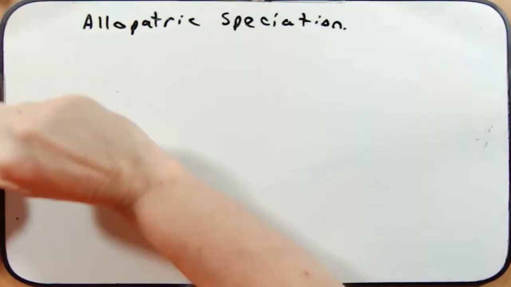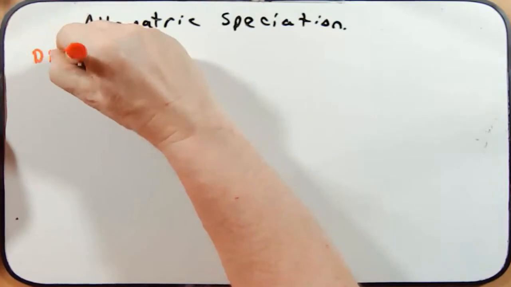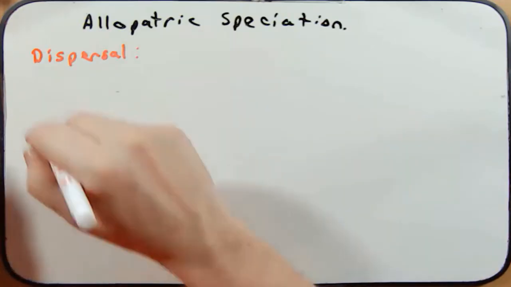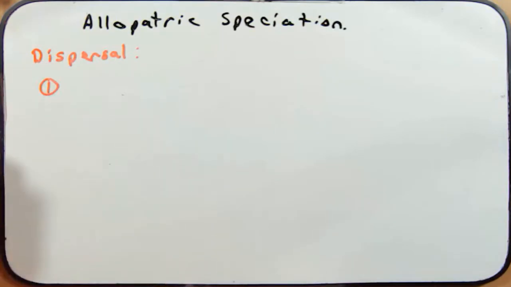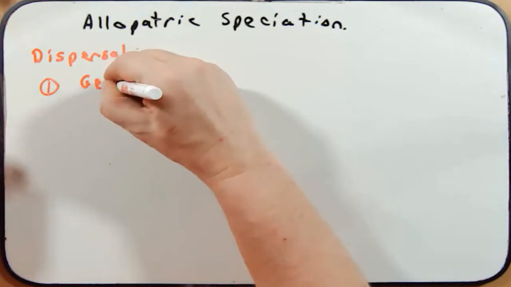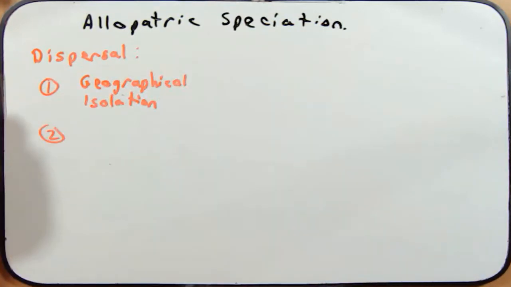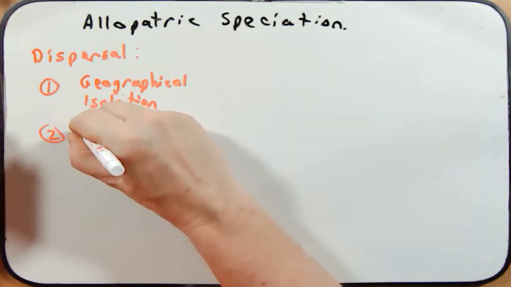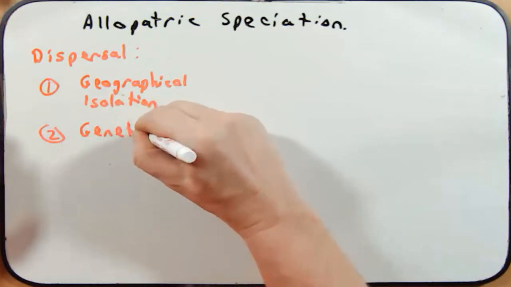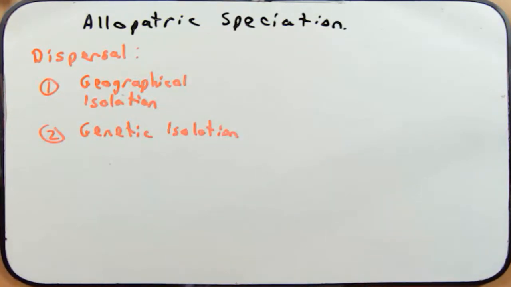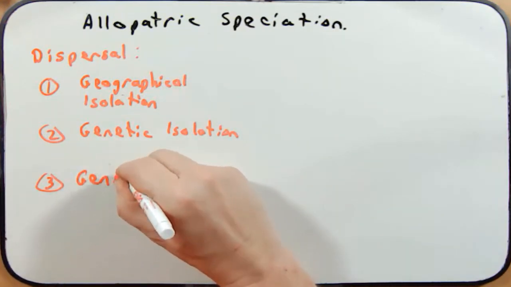All right, so let's begin this discussion by focusing on dispersal. So with dispersal, there are three steps, and really these are going to be the same three steps that we see with vicariance. But the first is there has to be some sort of geographical isolation. Second, which is related but it's quite different, is that there has to be a genetic isolation. Another way of saying that is that there can be no gene flow. And then once you have these two separate populations that are geographically isolated and genetically isolated, then there must be some sort of genetic divergence.